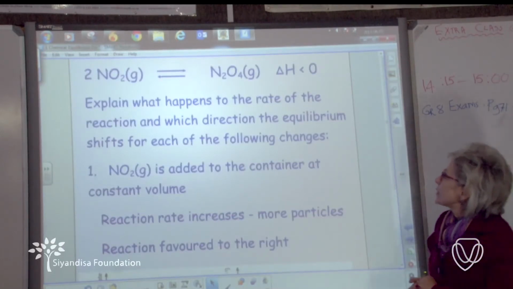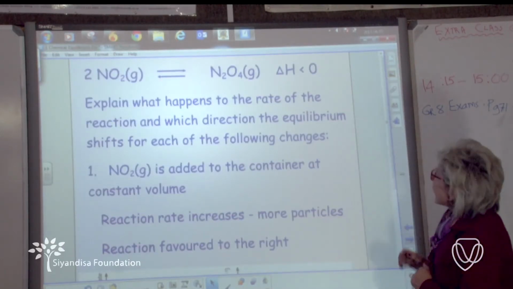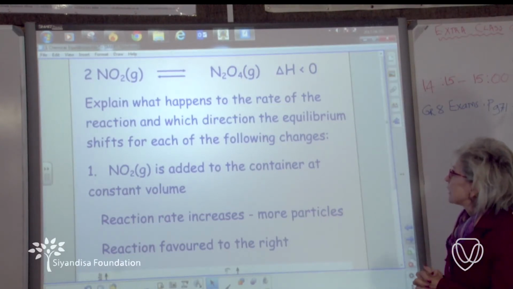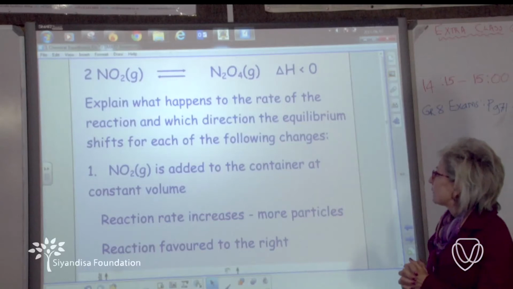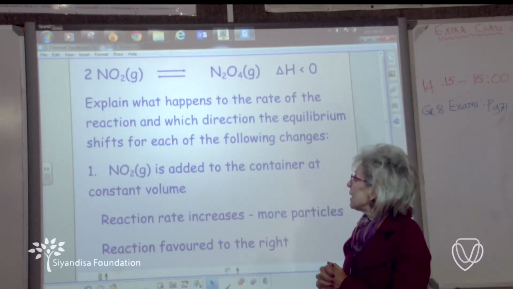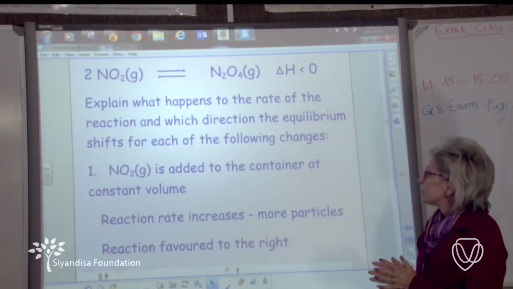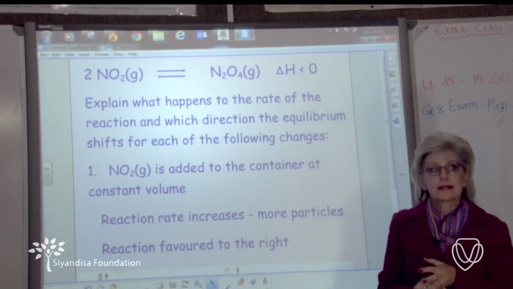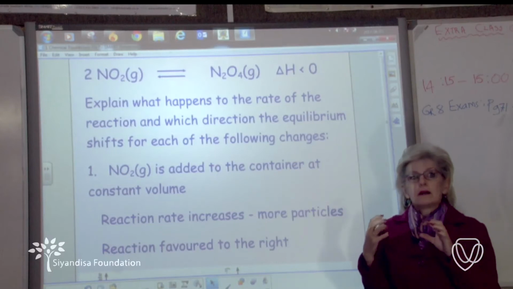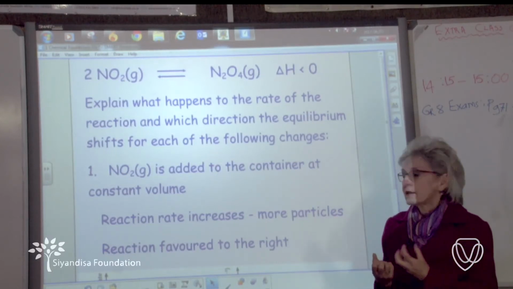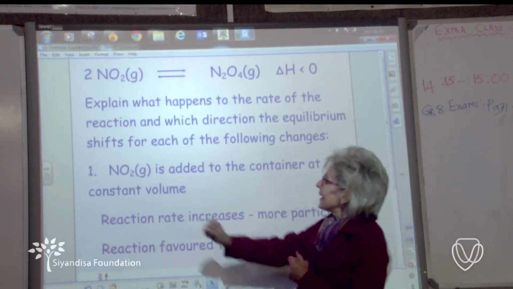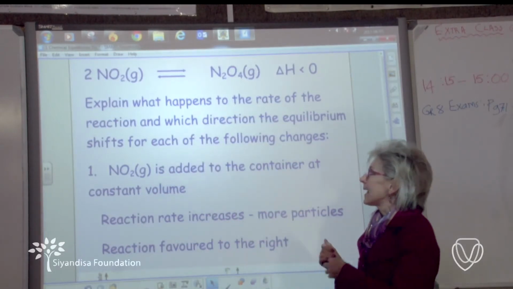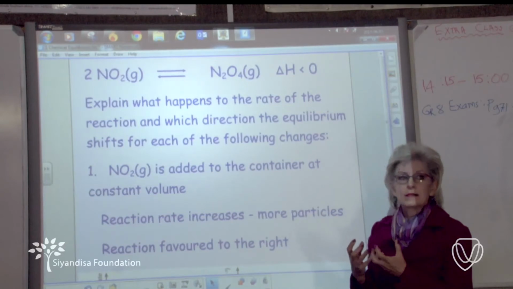Now, the question is, what happens to the rate of the reaction, and in which direction will the equilibrium shift for each of the following changes? And to this system, we are now going to add NO2. Now remember what Mr. Le Chatelier said. You need to get rid of this extra factor. And we've been adding NO2. So if I look at my system, adding NO2 means I am adding reactant.